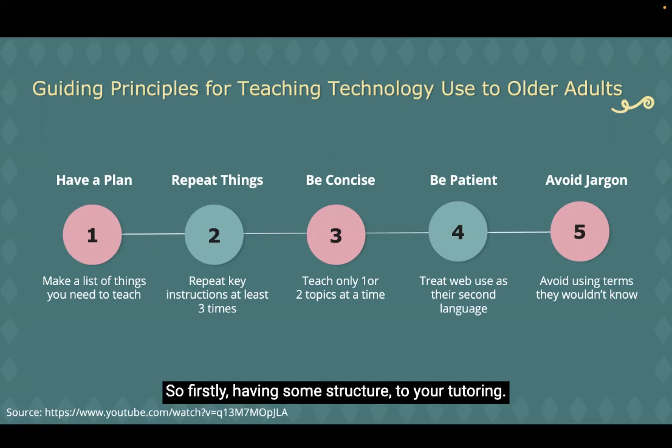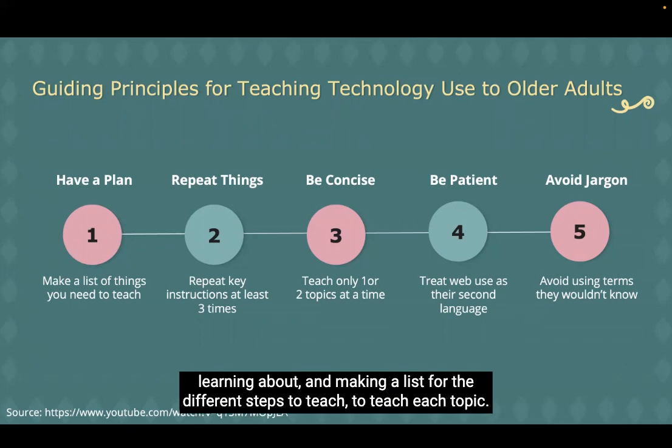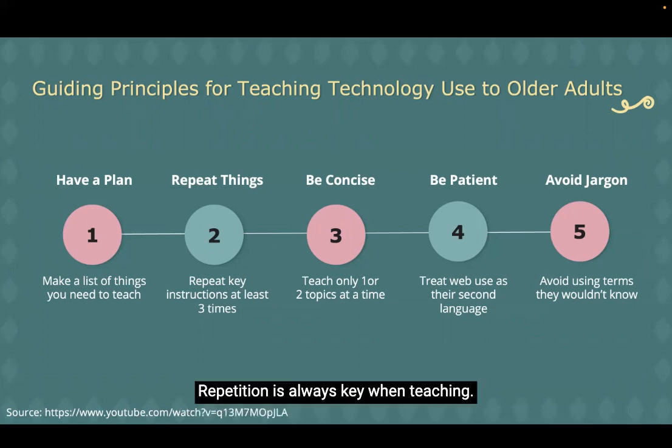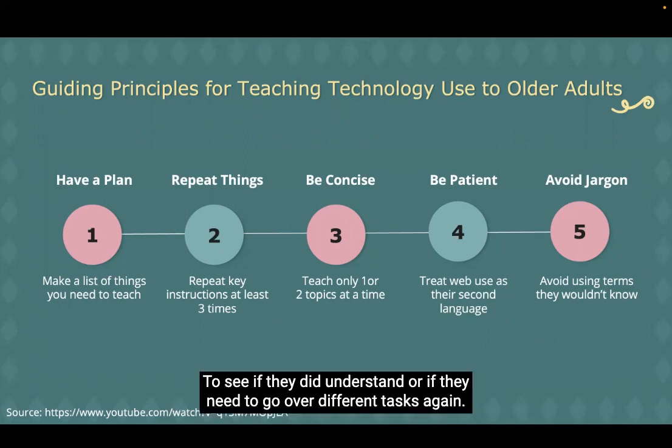So firstly, having some structure to your tutoring. So having a plan, asking the right questions to narrow down what exactly they are interested in learning about, and making a list for the different steps to teach each topic. Repetition is always key when teaching. So making it a point to repeat key instructions at least 3 times and checking in to see if they did understand or if they need to go over different tasks again.